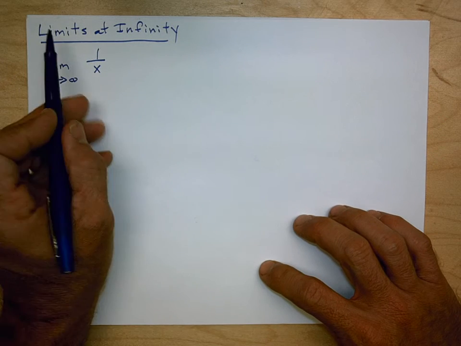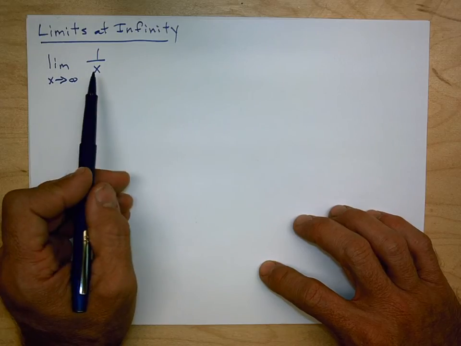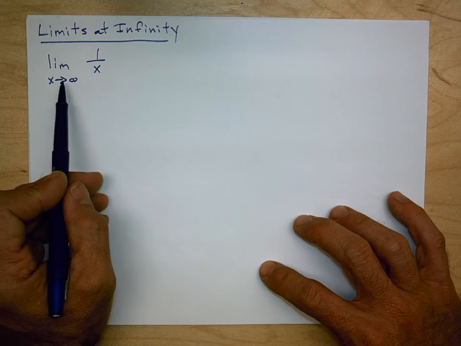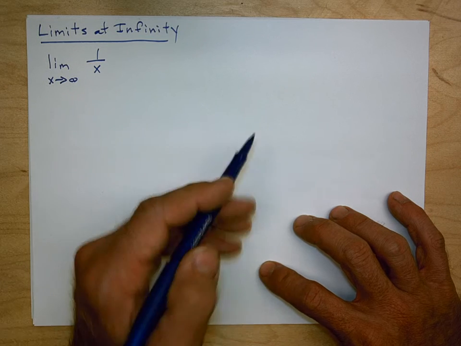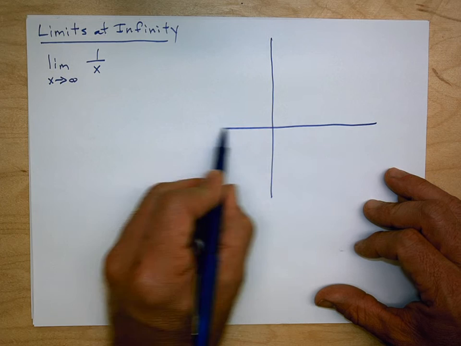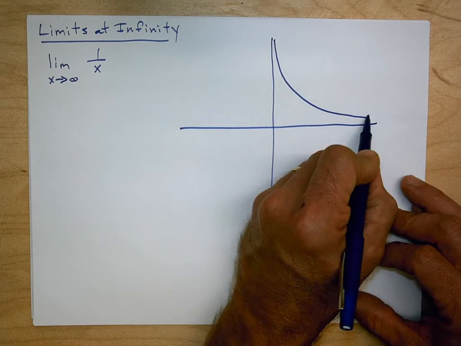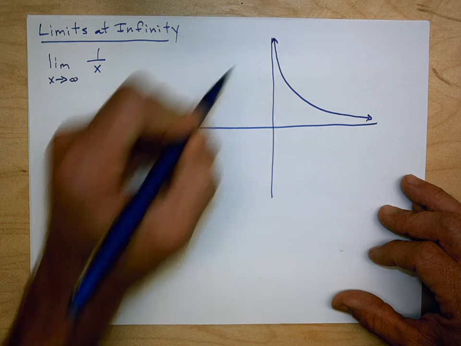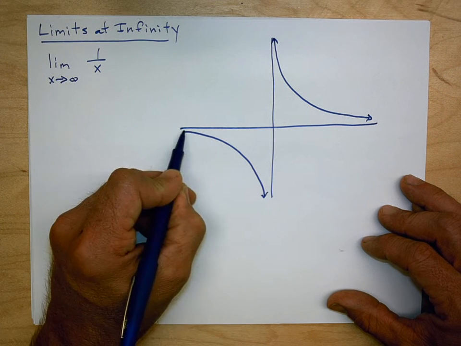In this lecture, I want to talk about limits at infinity, and what we mean by this is the end behavior of a function. What happens, if you think about the graph, as we go all the way out to the right. So let's go ahead and just draw a quick sketch of this function, 1 over x. It looks like this over here, and like this over here.